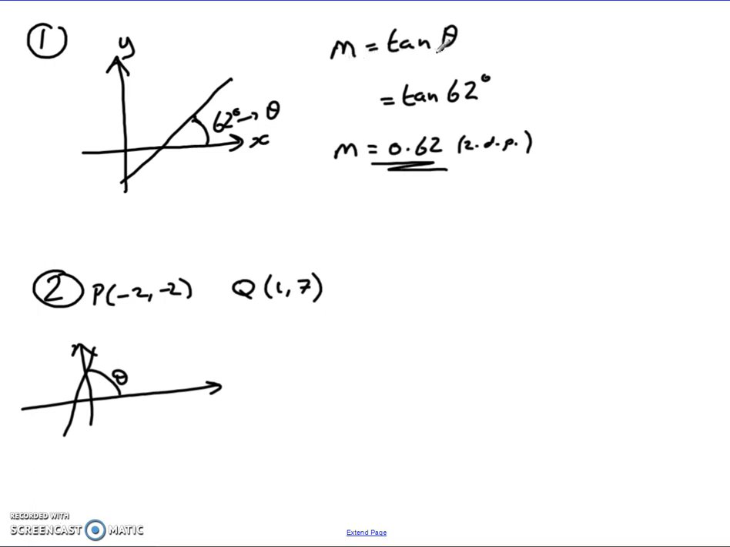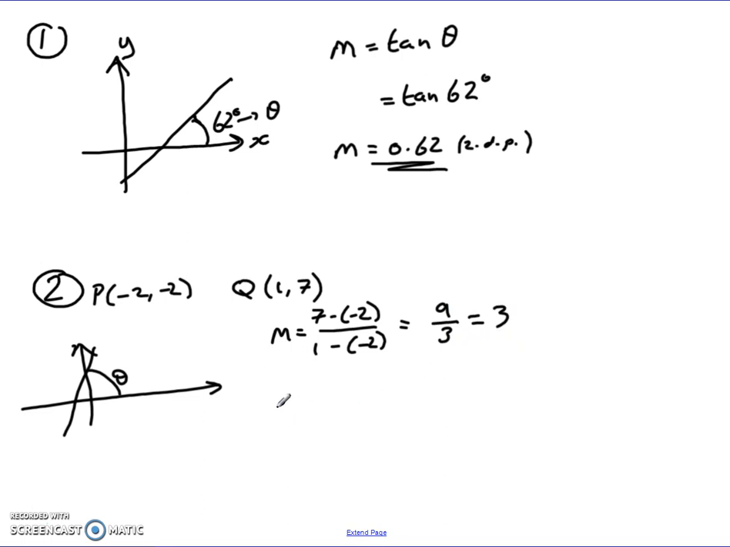Well, we know m equals tan theta, but we also know the original version of our formula, so we use that to begin with. So we'd use y2 minus y1, so 7 take away -2, over 1 take away -2. So in this case, we'd end up with 7 minus -2, so 9, over 1 minus -2, 3. What that then allows me to do is calculate the gradient. 9 divided by 3 gives me a gradient of 3 for the line.